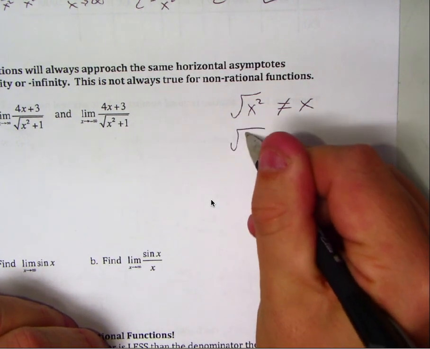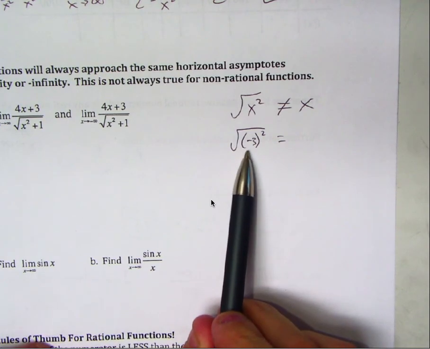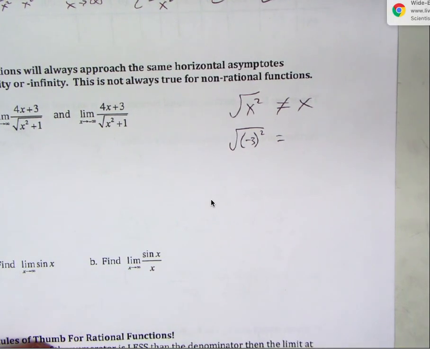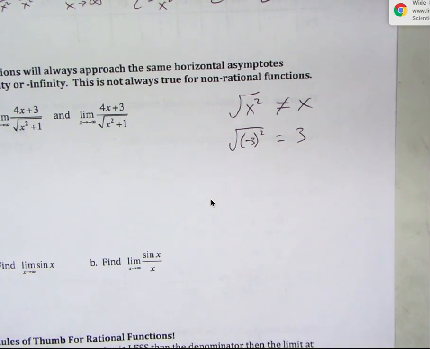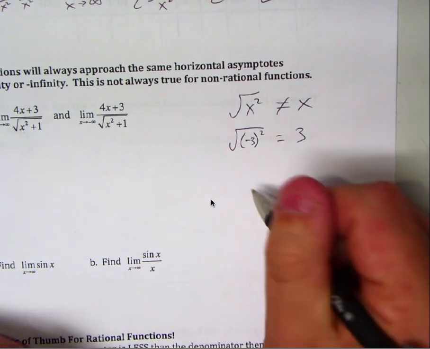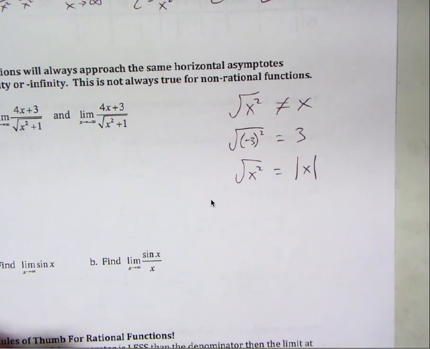What's the square root of negative... So x is negative 3 here. What's the square root of negative 3 squared? It's 3. So it's not what x is. X is negative 3, so it's not x. It's the absolute value of x. So the square root of x squared is not x, but it's actually the absolute value of x.